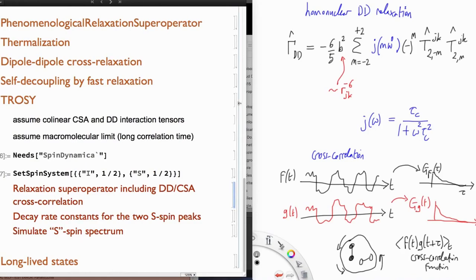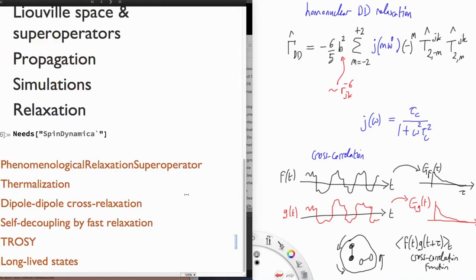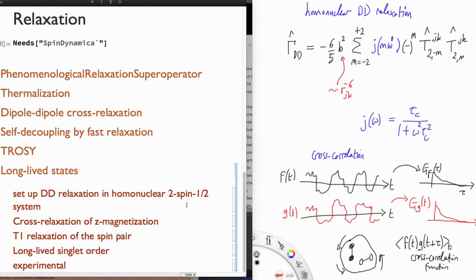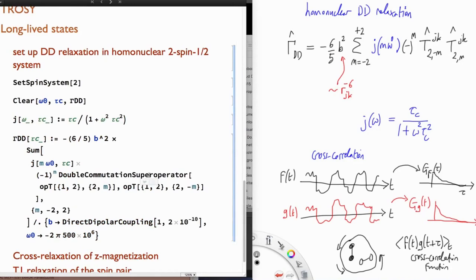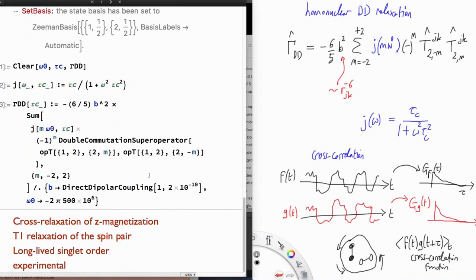Now, as a final topic in this relaxation section, I'll just talk about another interesting relaxation phenomenon, which is that of long-lived states. So here we're going to go back to two protons in a homonuclear system. And I just set up the relaxation superoperator as done before, in this case, for general correlation time. So this is exactly the same as what was done previously.